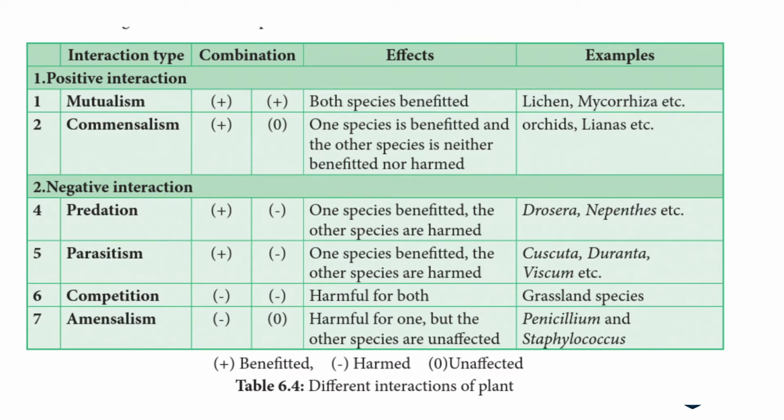Here you can see the plus sign and minus sign. The plus sign denotes benefited and the minus sign denotes harmful. So in competition both are harmful to each other, for example grassland species. In amensalism, one is harmed and the other one is not affected. It is harmful for one, but the other species is unaffected. Example: Penicillium and Staphylococcus.